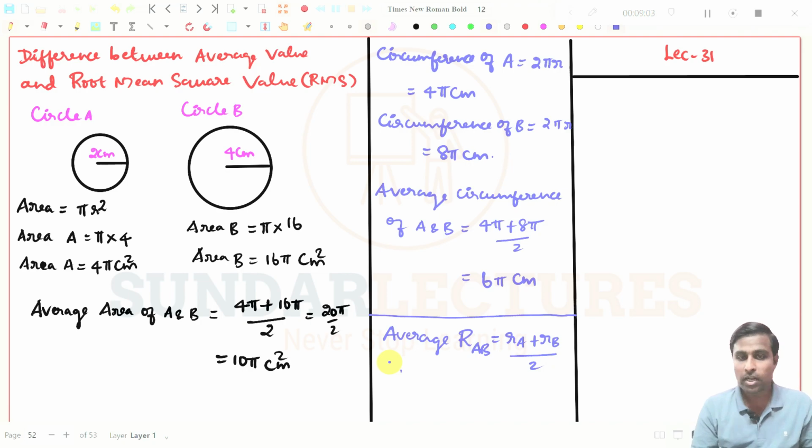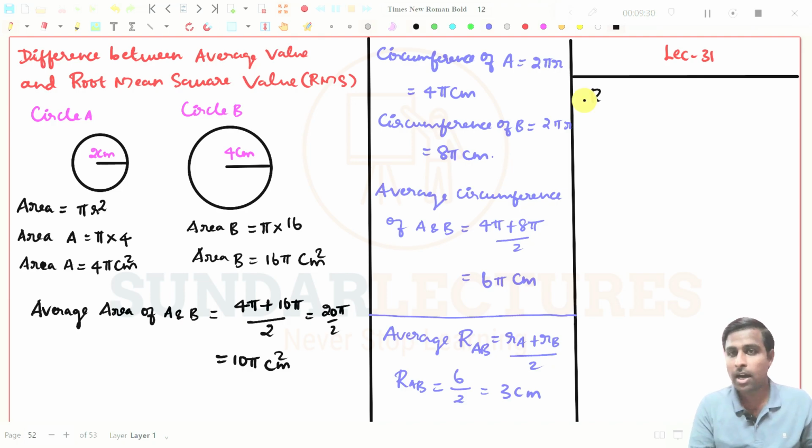So RAB will be equal to, what is RA? RA is 2, RB is equal to 4. So 2 plus 4, that is 6 divided by 2, and that will be 3 centimeter, right? What is the SI unit of radius? That is centimeter. So 3 centimeter. Let us find the RMS value of RAB. You get my point, right?